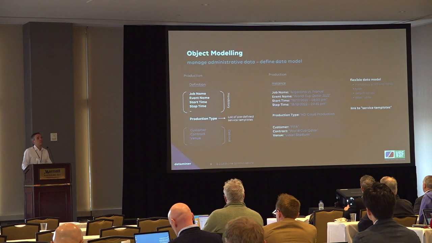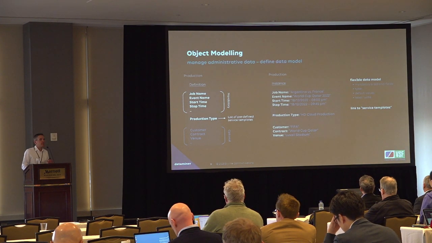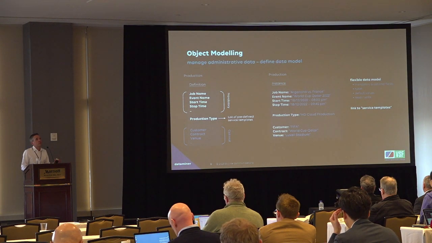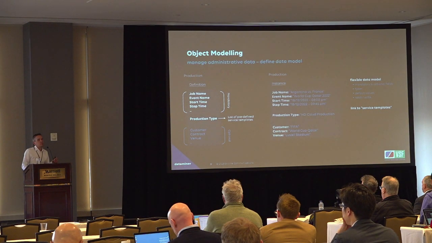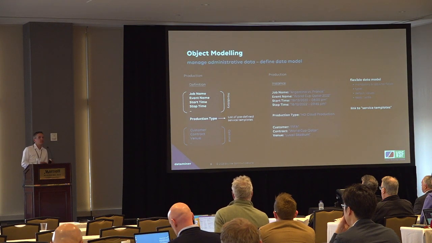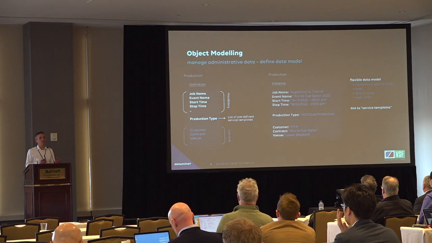We don't do much, but we want to display data, like the contract, the venue. Nothing we really need to orchestrate, but you want to have one single place where you have all the administrative data available. Very important on those model definitions, we need to link that administrative data to a production type. There is a list of predefined service templates, and I will explain in another slide what a service template is.